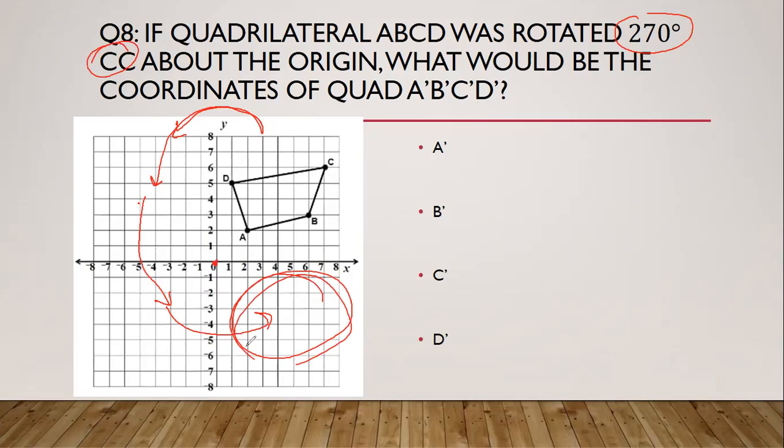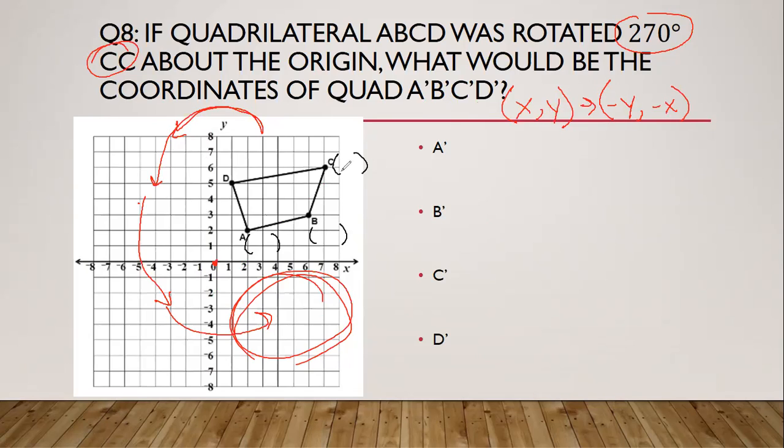It's going to end up right over there. And the rule here is going to be (x, y) becomes (-y, -x). That's the rule for a 270 degree counterclockwise rotation. (x, y) becomes (-y, -x). So not only does the y and the x switch, but they also change their signs. Okay, so once again, we are going to figure out what the points are for each one of these.